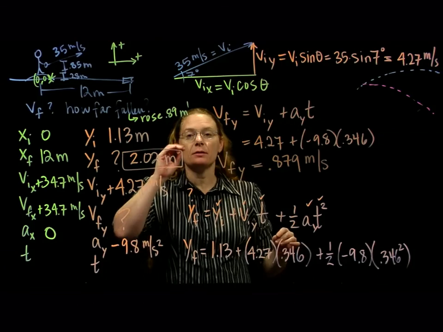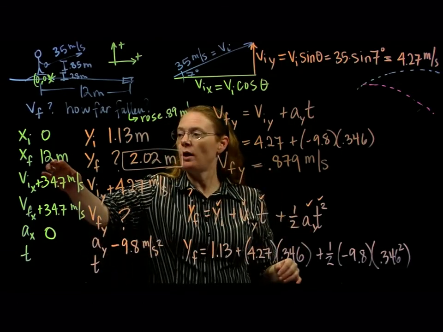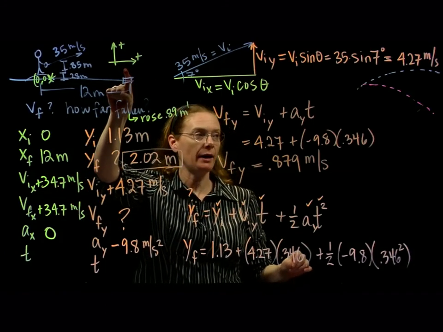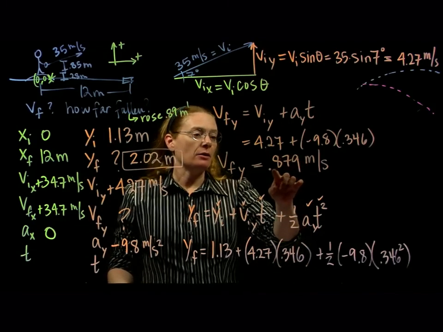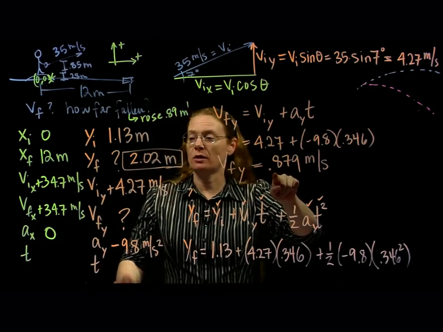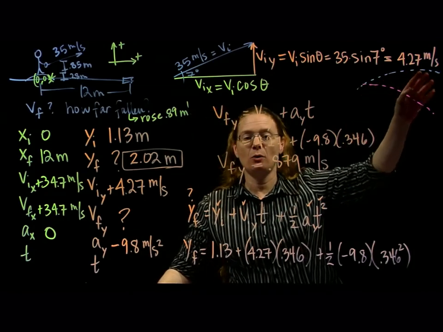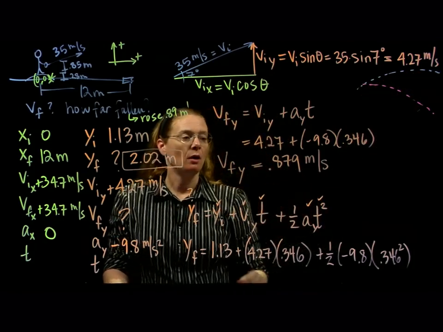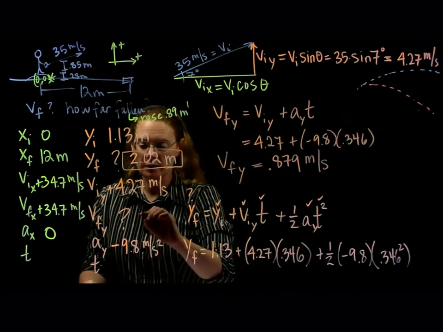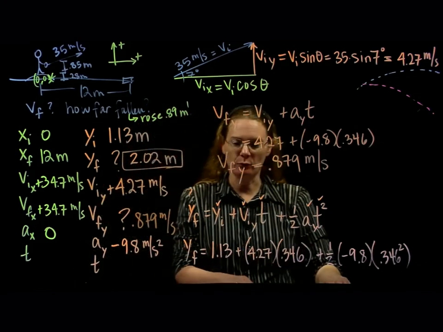Now keep in mind, this is a velocity, a final velocity. So, at 12 meters down the road, when the ball is right over home plate, it is actually still moving up, but it's really close to its peak. It started at 4.27 meters per second, and it's gone up and it's slowed. So we have our v final y, 0.879 meters per second, and we can put that here.